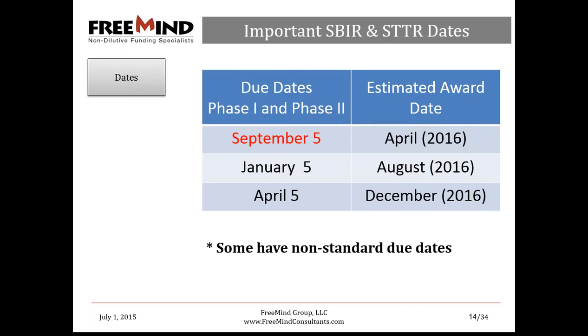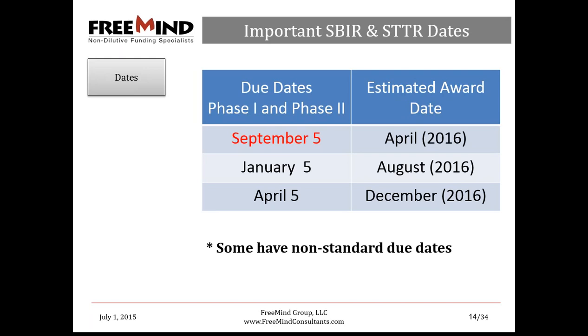SBIRs and STTRs have standard due dates. They were changed actually recently. The August deadline was bumped up to September, and December was bumped up to January. Now the standard dates are September 5th, January 5th, and April 5th.